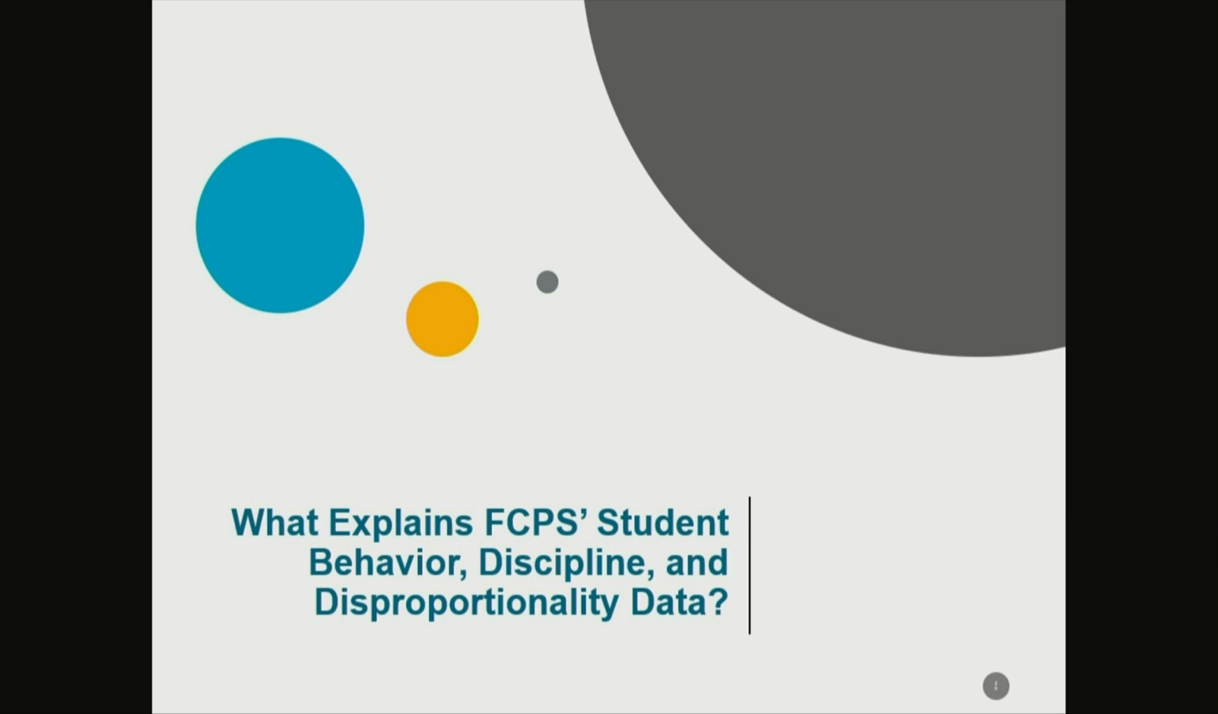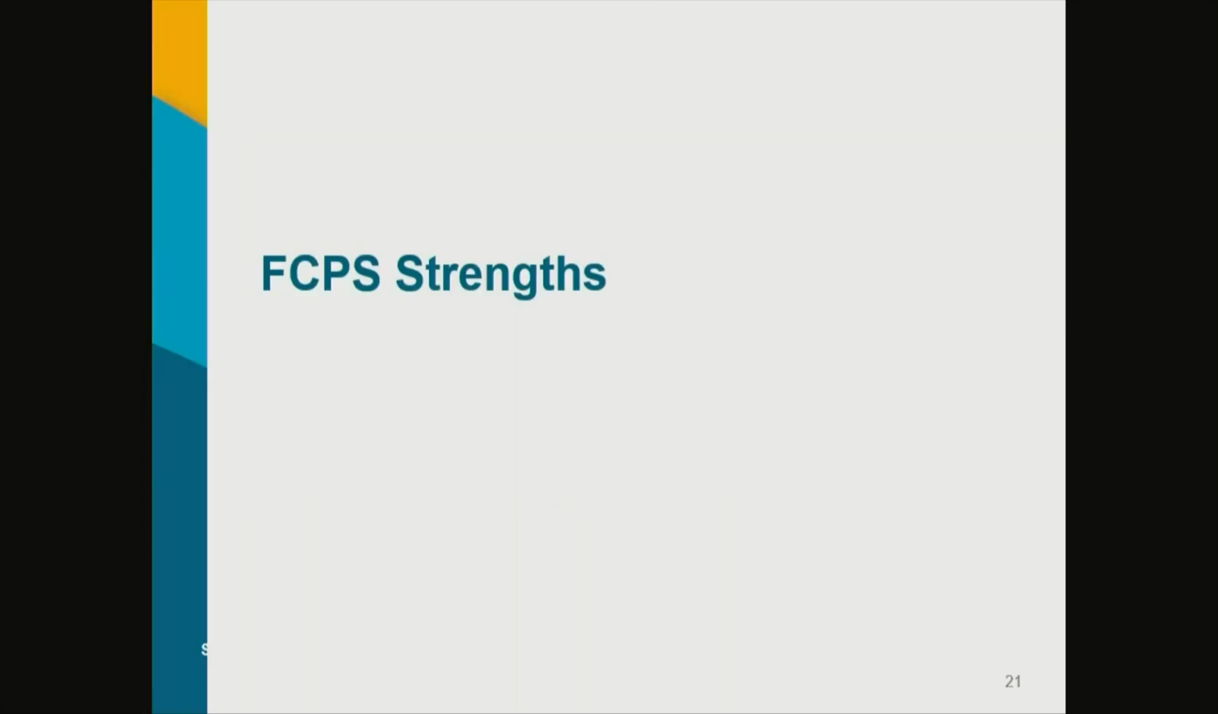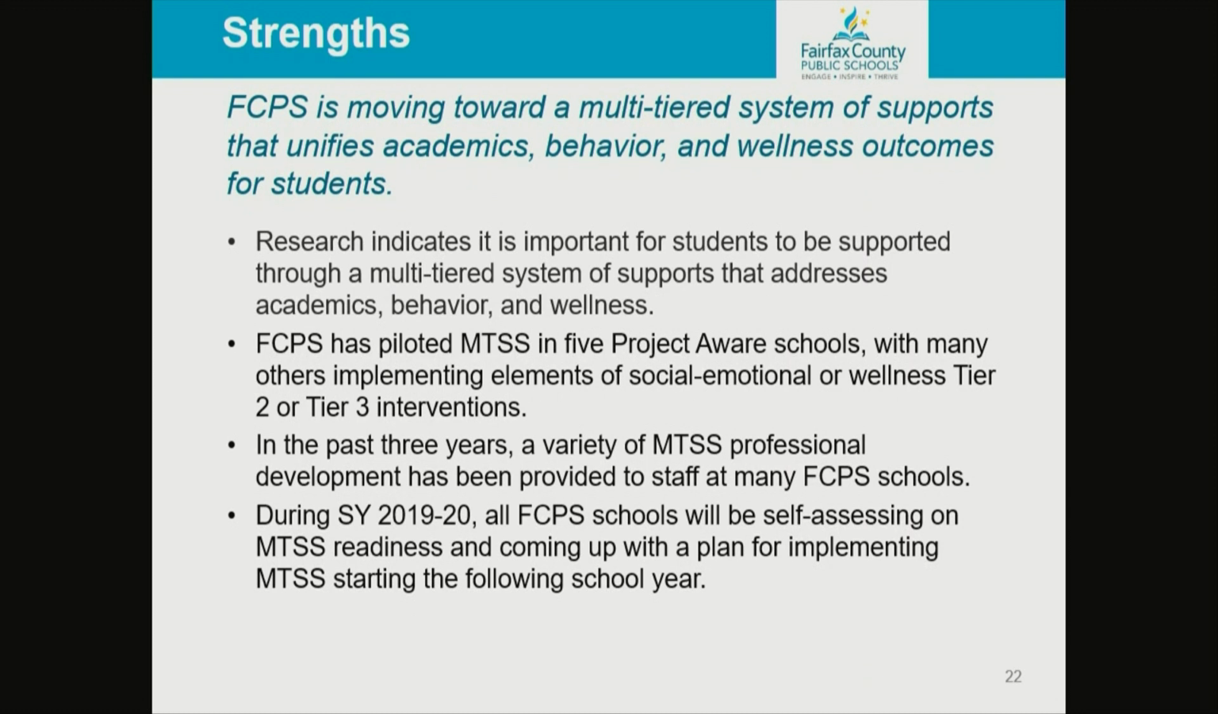So what explains the student behavior, discipline, and disproportionality data that we were just looking at? First of all, FCPS has some strengths that may be helping to support more positive outcomes. The first is that we're moving towards a multi-tiered system of supports that unifies academics, behavior, and wellness outcomes for our students. You heard a lot about this on Thursday during the Goal 2 presentation, and we've been piloting MTSS in 5 of our schools to help combine all 3 of those areas.